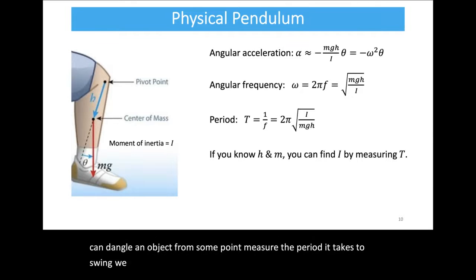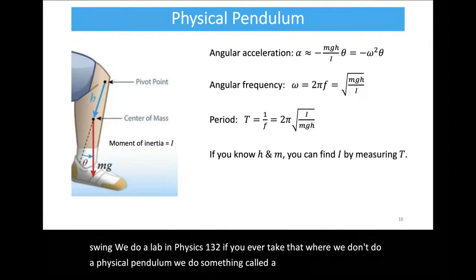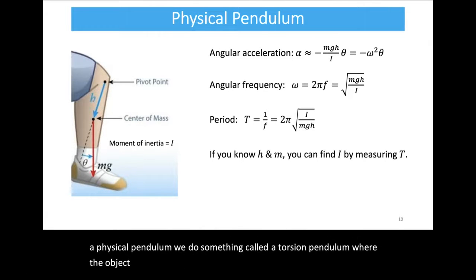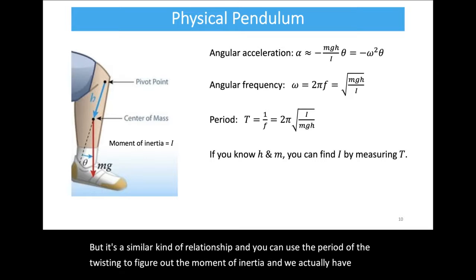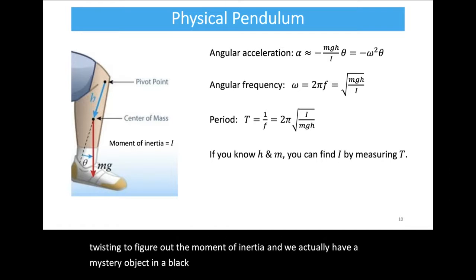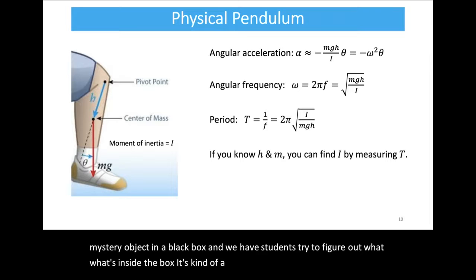We do a lab in Physics 132, if you ever take that, where we don't do a physical pendulum, we do something called a torsion pendulum, where the object twists. But it's a similar kind of relationship, and you can use the period of the twisting to figure out the moment of inertia. And we actually have a mystery object in a black box, and we have students try to figure out what's inside the box. It's kind of a fun lab.